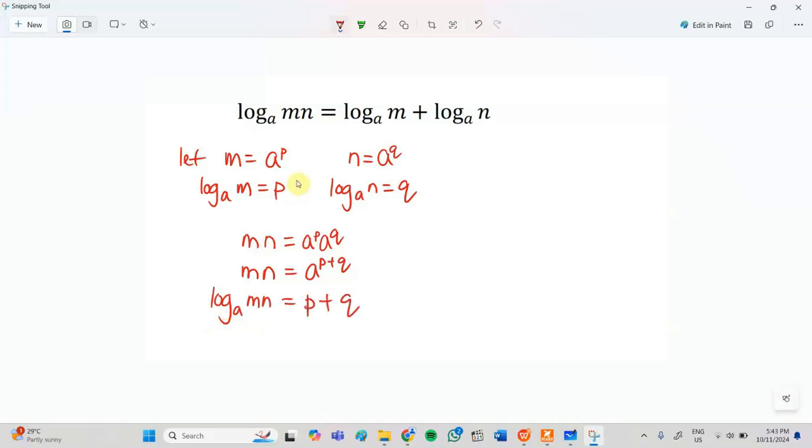And what is p again? p is log base a of m. So p is log base a of m, and q is log base a of n. Hence, our law is proven, our product law.